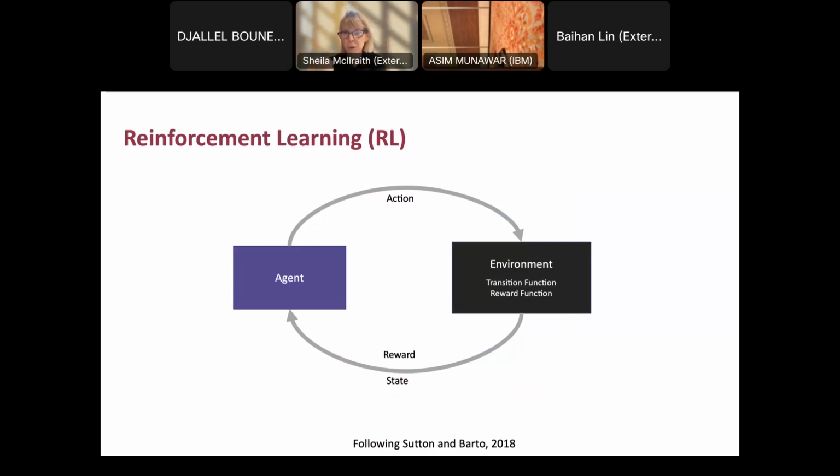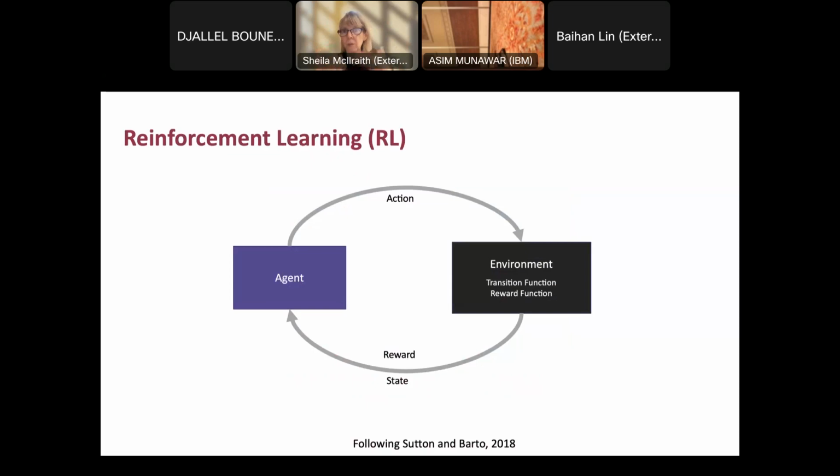The agent performs an action, and the environment tells it what state it's in as a result of that action, and also any reward that it garners from the environment. And using that type of information, through some trial and error or curriculum-based set of experiences, the agent learns.